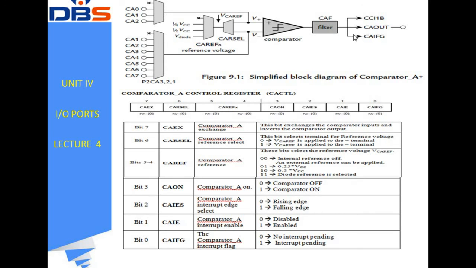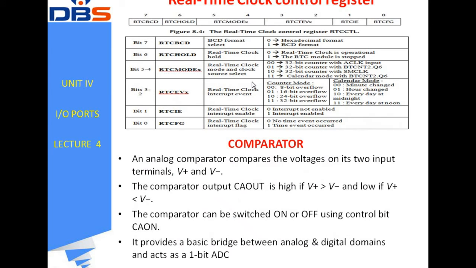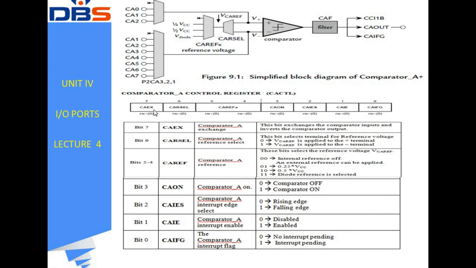So here the output will be high when V plus is greater than this voltage, and it is low when V plus is less than the V minus voltage. And the comparator can be switched on or off using the control bit CA on, comparator A on. So this is a comparator. Here we are going to check the input values, then the output will be given.